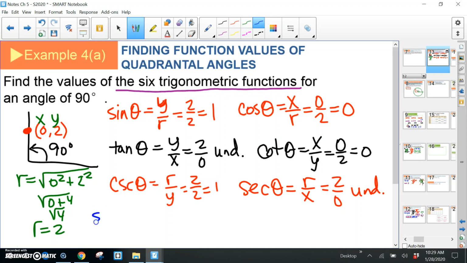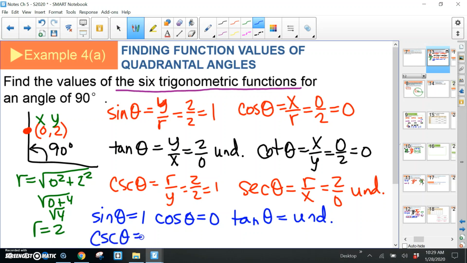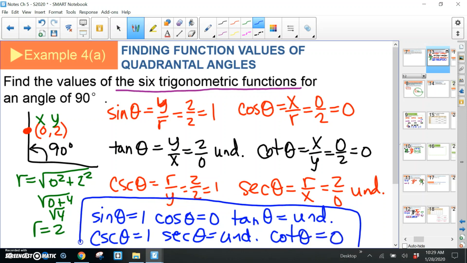If you want to wrap this up and write it in a more condensed way, sine theta equals 1. Cosine theta equals 0. Tangent theta was undefined. Cosecant theta was 1. Secant theta was undefined. And cotangent theta was 0. Find all 6 trig functions for an angle of 90.